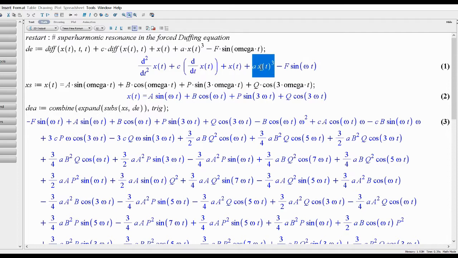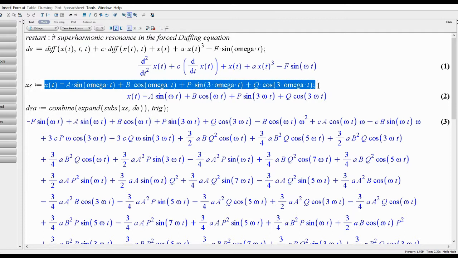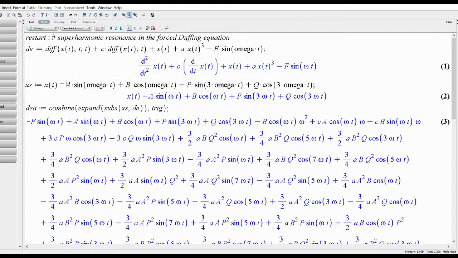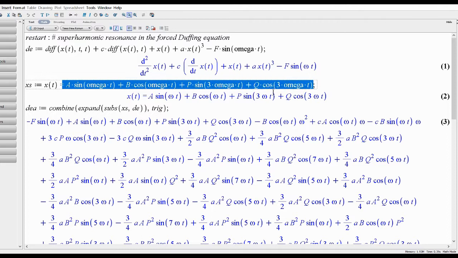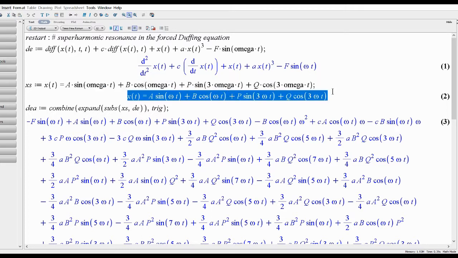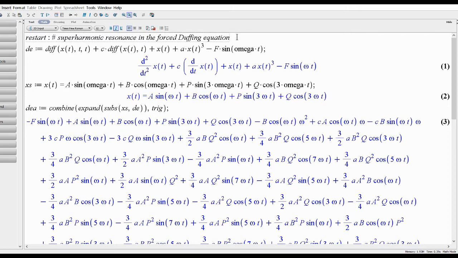Very good. Cubic nonlinearity. We will first try harmonic balance, which is familiar to you. And over here we will try 4 terms, 2 harmonics. So 1 sine omega t, 1 cos omega t, 1 sine 3 omega t, and 1 cos 3 omega t. That is my assumed solution. So let's come here and restart.